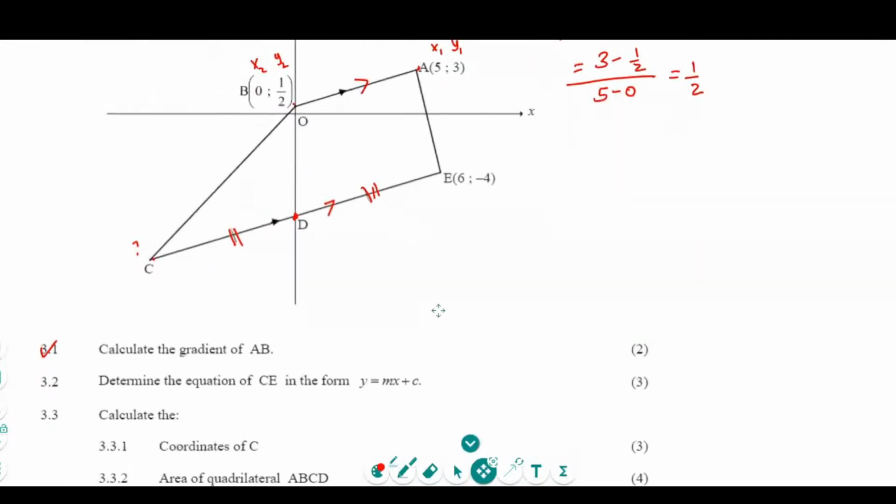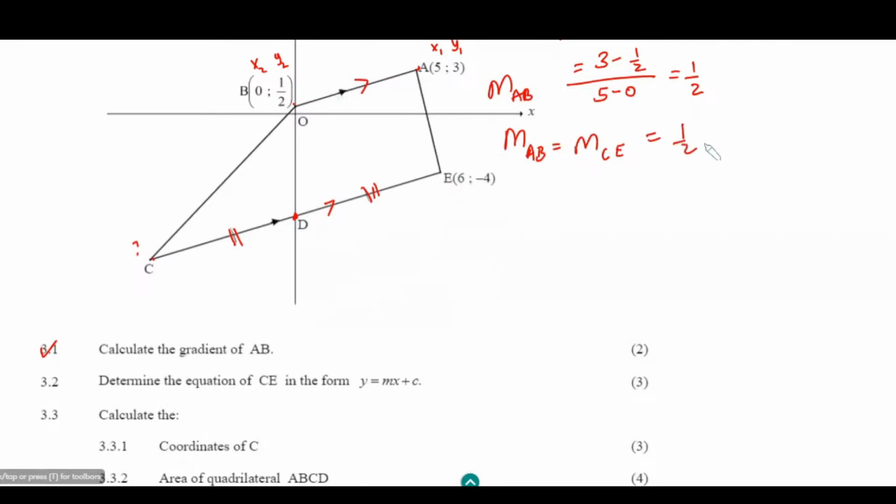Then 3.2. They want us to determine the equation of CE. What do we know about CE? We know that CE is parallel to AB. And since we have the gradient of AB, we know that parallel lines will always have the same gradient. So the gradient of AB must be the same as the gradient of CE, which is a half.